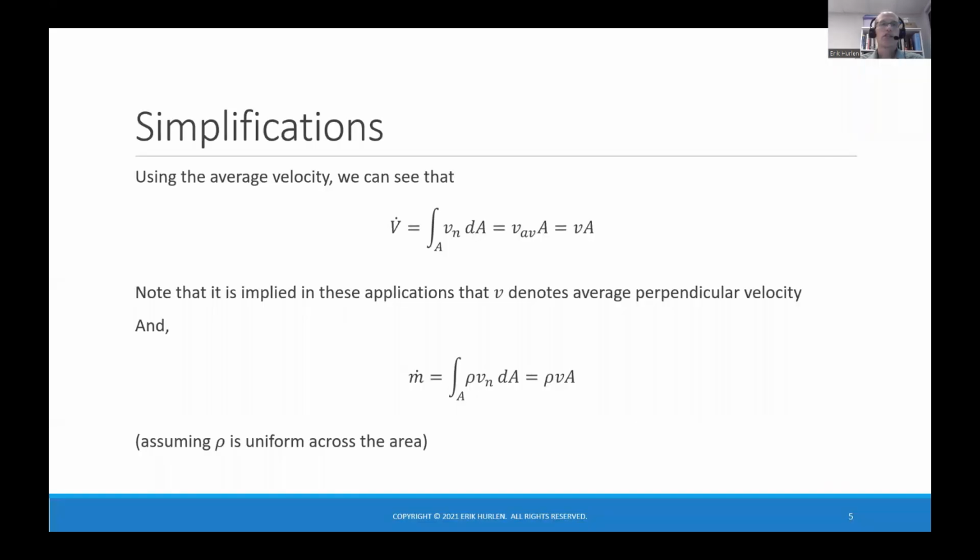If we use this definition of the average velocity, then the volume flow rate is simply equal to this average velocity times the cross-sectional area. Note that the AV subscript was dropped in this final version. Usually when you see just simply v as velocity, it means the average perpendicular velocity. We can similarly redefine the mass flow rate to be equal to the density times the velocity times the area, or m dot equals rho VA. This is as long as the density does not vary much across the area, which doesn't happen often.